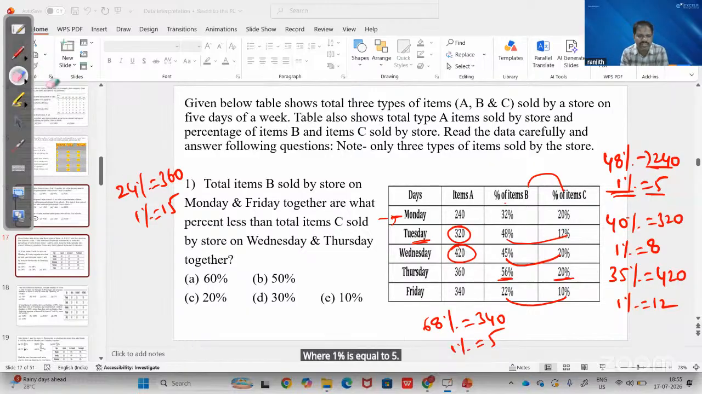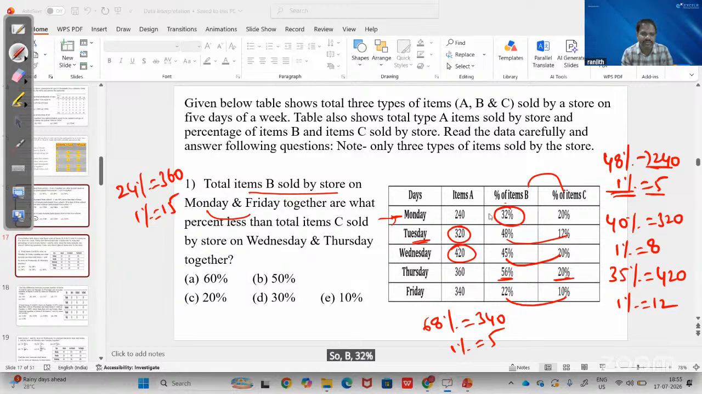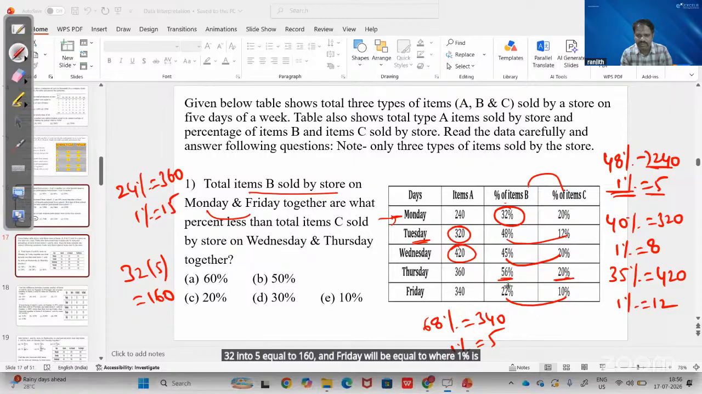We got all the percentages, so we can find the answers. Number of items sold by B on Monday and Friday. B on Monday is 32%, so 32 into 5 equals 160. Friday, where 1% is 5, is 22%. 22 into 5 equals 110. 160 plus 110 equals 270.